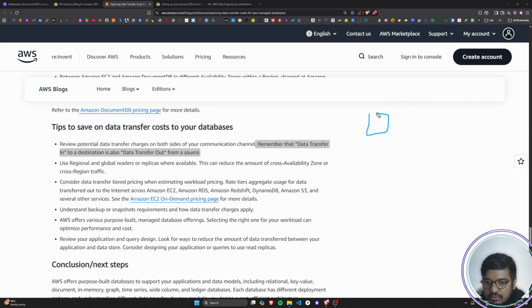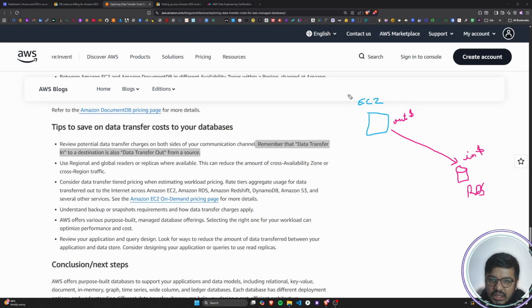If I have this EC2 and I have my RDS here, and now I am transferring the data, so this is out traffic for EC2 and in traffic for my RDS, correct? So data transfer in is for one source. If I'm getting charged for the out one, here I'm also getting charged for the in one. So I am getting charged at both of the instances.